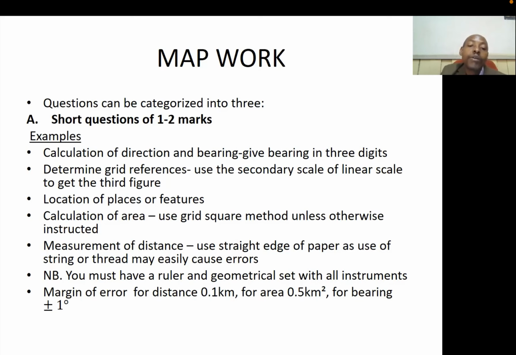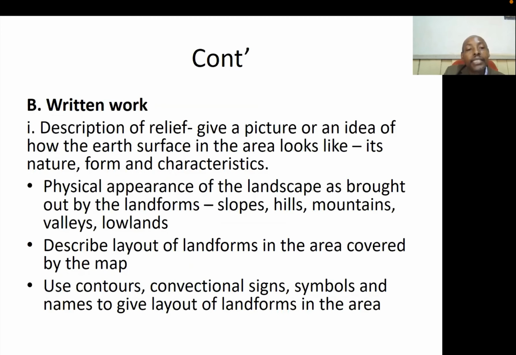NB. You must have a ruler and a geometrical set with all the instruments when you go to the examination room, because these instruments will help you undertake measurements. Margin of error, for instance, for distance is 0.1 kilometers. So that requires you to be very accurate. Then for area, it is 0.5 kilometer square. For bearing, it is plus or minus 1 degree. So this tells us that accuracy is very important in these measurements. That's why you need to carry the geometrical sets and use them well to get accurate answers.